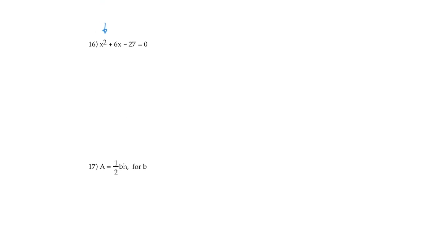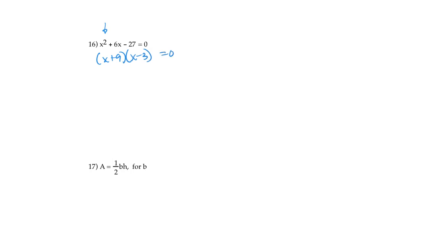Okay, next question they ask you to solve. And for this one, you need to factor. Since it's a quadratic equation, you need to factor. Let me make it a little bit bigger. Okay, so to factor this, it'd be x plus 9 and x minus 3 is equal to 0.